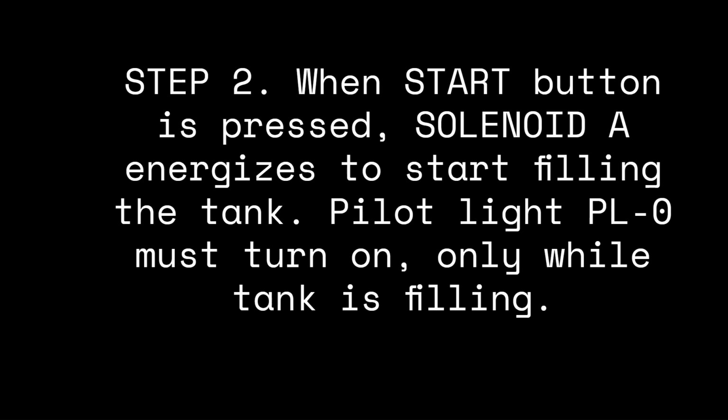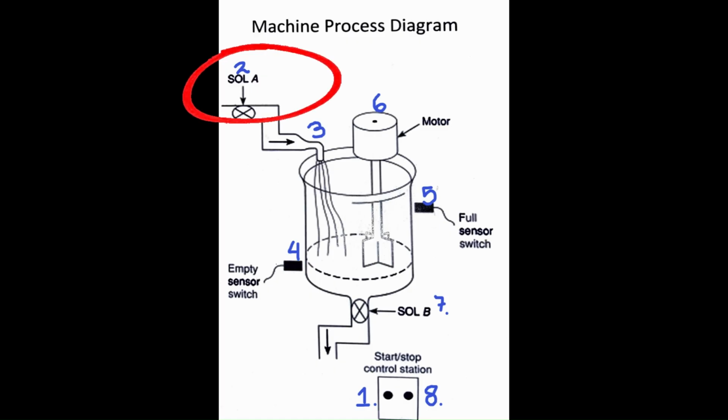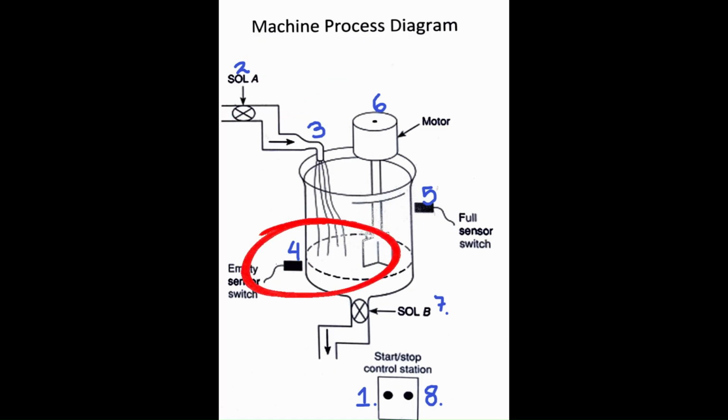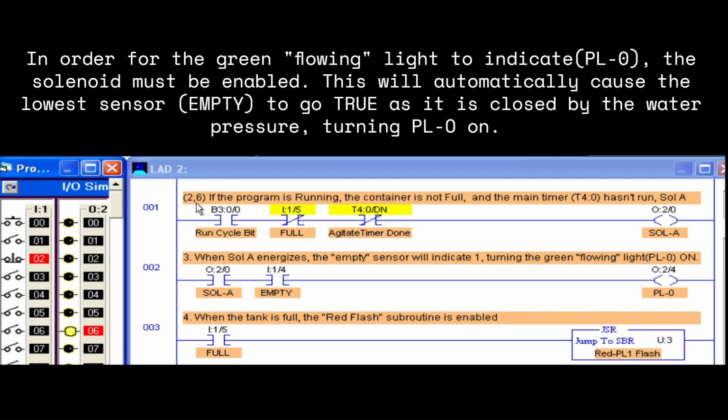Step 2. When the start button is pressed, solenoid A energizes to start filling the tank, and the lowest sensor will go true. In order for the green flowing light to indicate, the solenoid must be enabled. This will automatically cause the lowest sensor to go true as it is closed by the water pressure, turning pilot light 0 on.